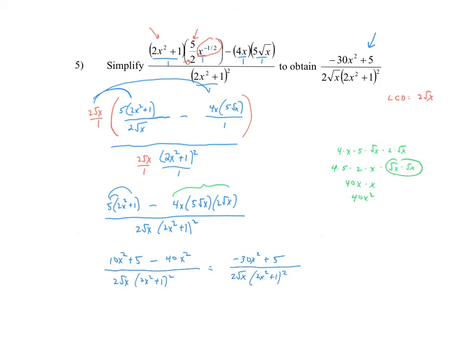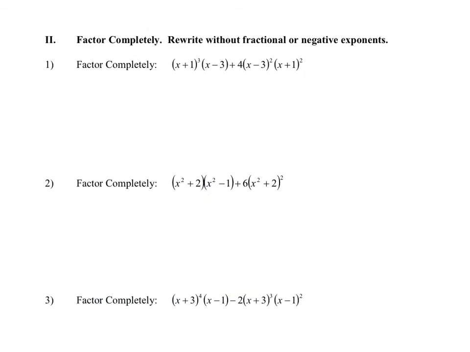Okay, so now we should be able to do 6, 7, and 8. Now turn to part 2. We're going to factor completely, and we're going to rewrite without a fractional or a negative exponent. In order to factor completely, I recommend circling both groups.